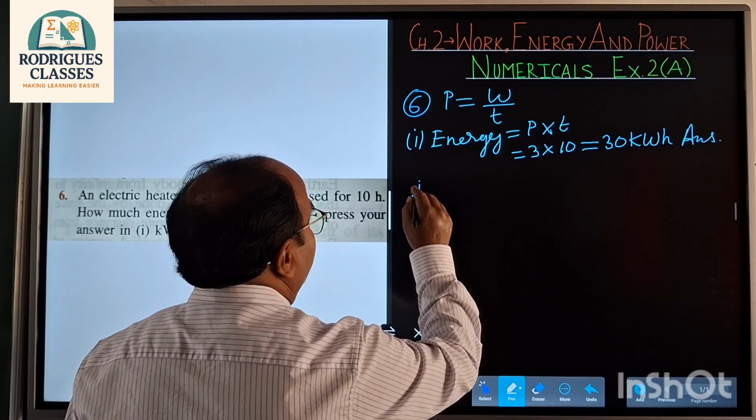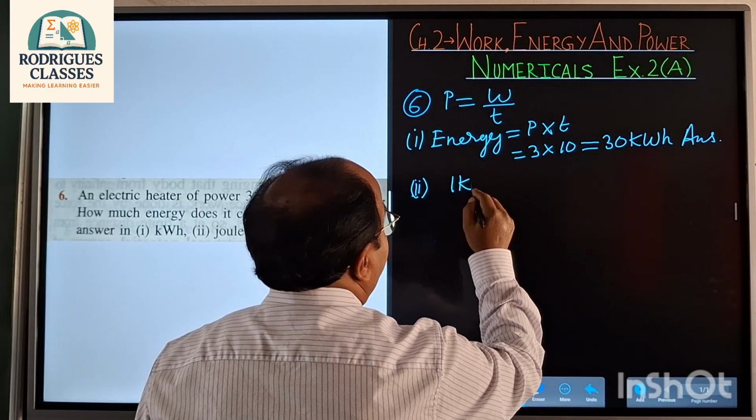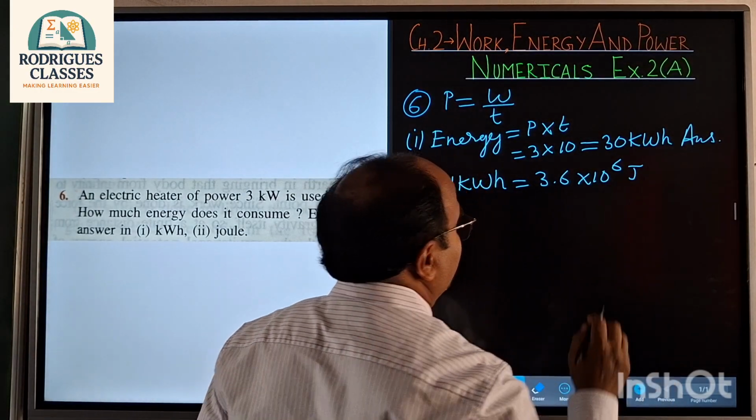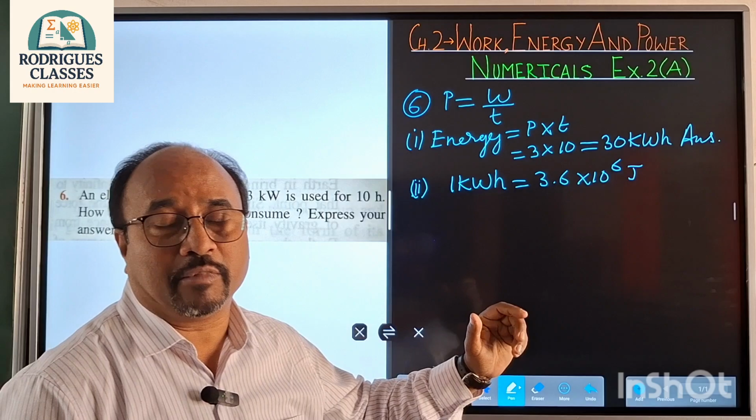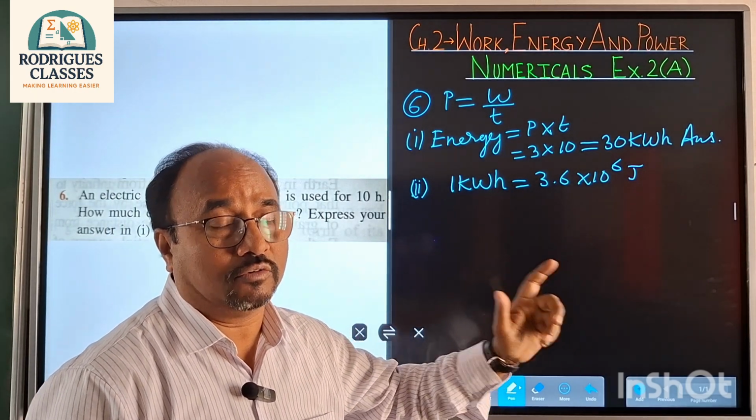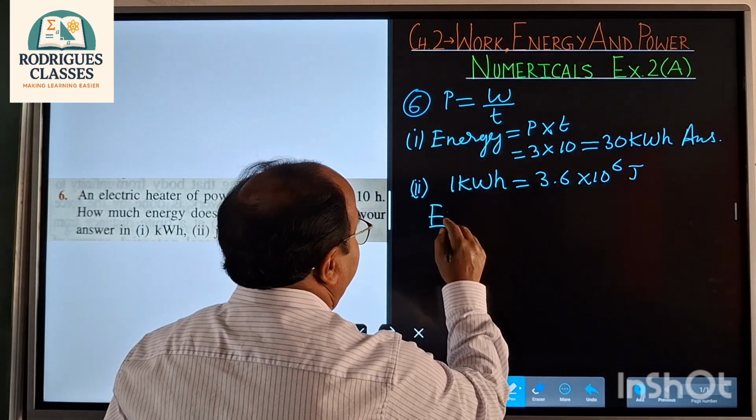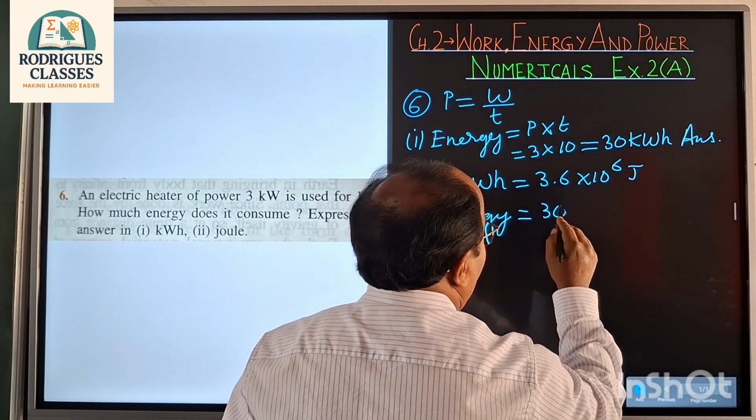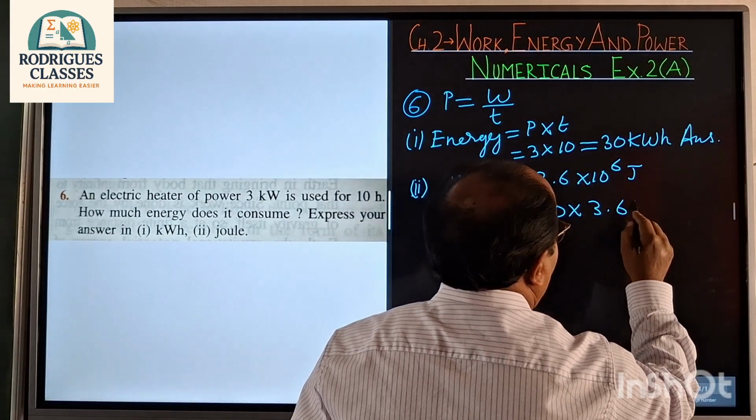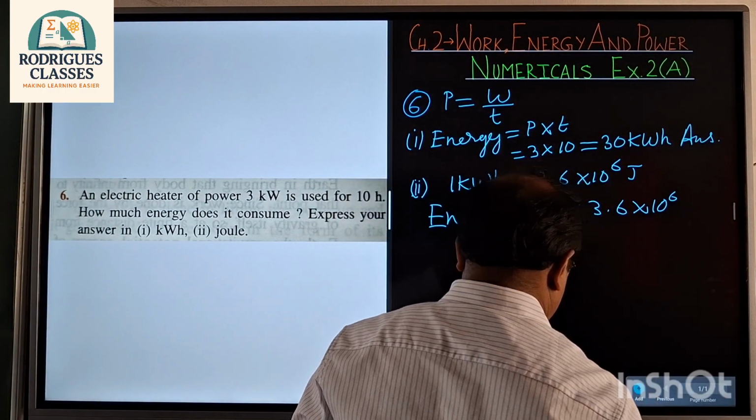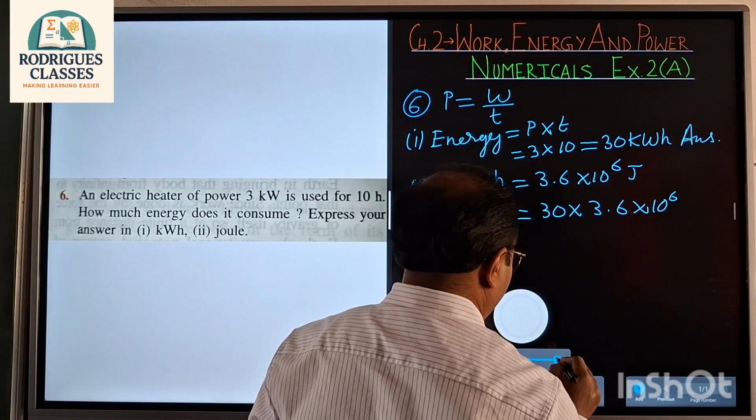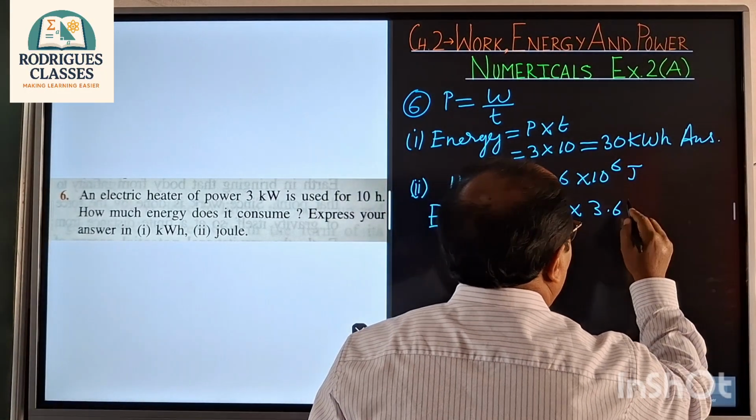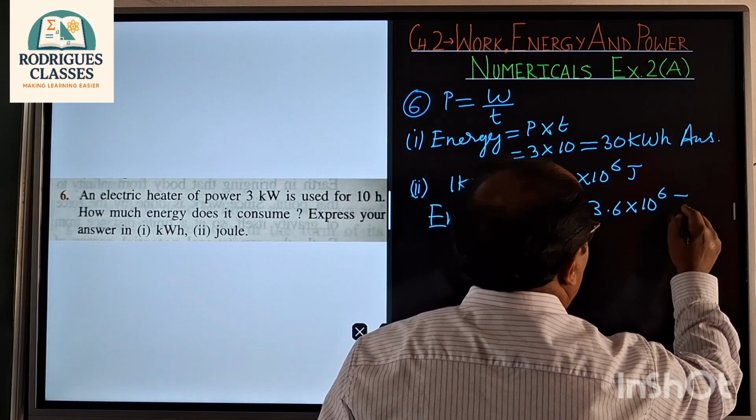We have to bring it in terms of joule also. So you must be knowing the conversion that 1 kilowatt hour is equal to 3.6 into 10 to the power 6 joule. A very important conversion you need to remember, and you need to remember its derivation also. So I will be applying this and get the answer here. So I have 30 kilowatt hour, so to convert it into joule, 30 into 3.6 into 10 to the power 6 joule.